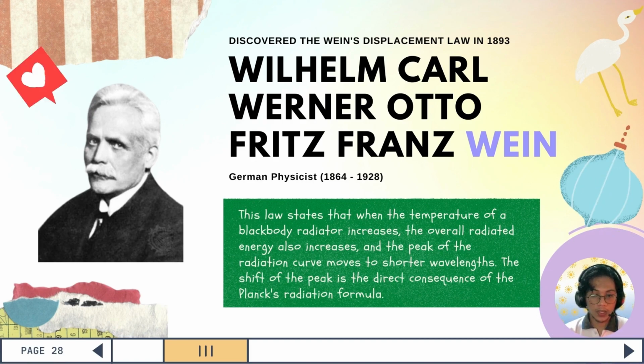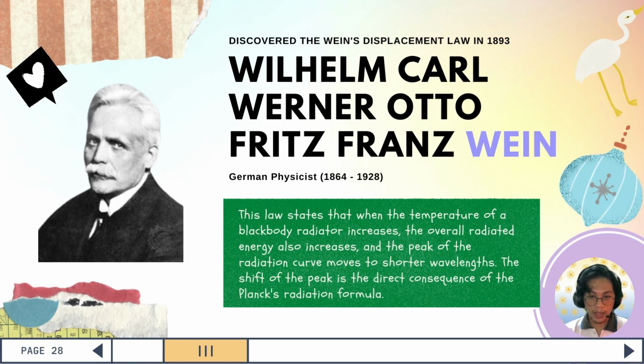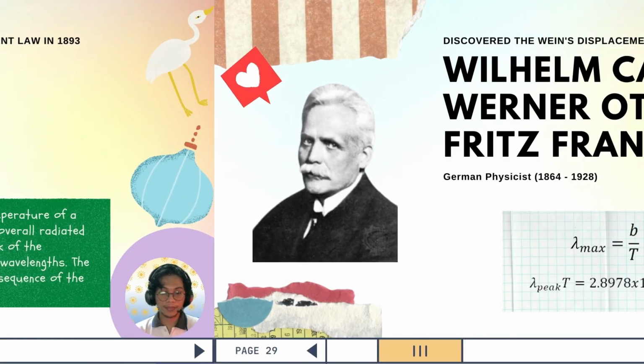The wavelength at which the peak occurs for a specified temperature is given by Wien's displacement law. This law states that when the temperature of a blackbody radiator increases, the overall radiated energy also increases, and the peak of the radiation curve moves to shorter wavelengths. The shift of the peak is a direct consequence of the Planck radiation formula.